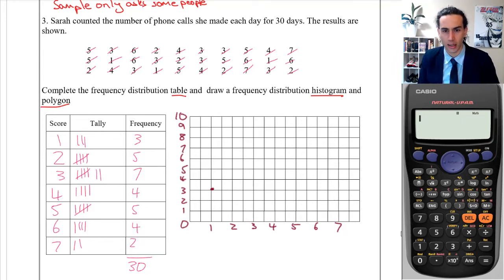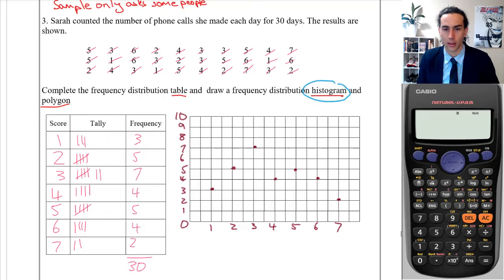2 is 5, 3, 7, 4, 4, 5, 5, 6, 4, 7, 2. All right, so now you draw the graph. So histogram in blue. Histogram is like this.